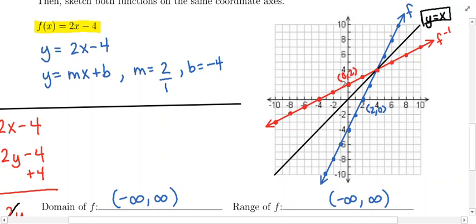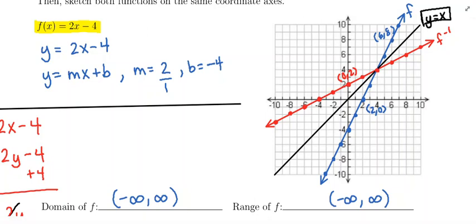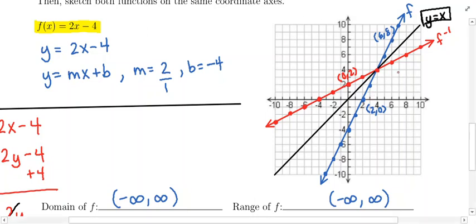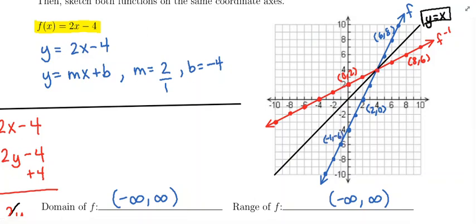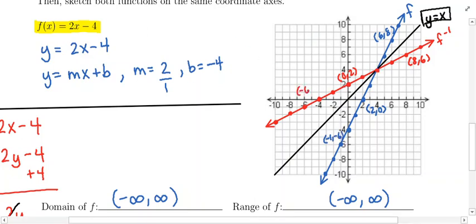Let's go up here to this point where my cursor is. This is (6, 8), right here. So if I switch x and y, (8, 6) should be on the inverse. There it is, right here. I'll do one more to check it out. Let's look at this point right here. This is (-1, -6). So if I switch x and y, I should see (-6, -1) on the graph of the inverse, and here it is. So everything should be jiving. All this stuff should agree.